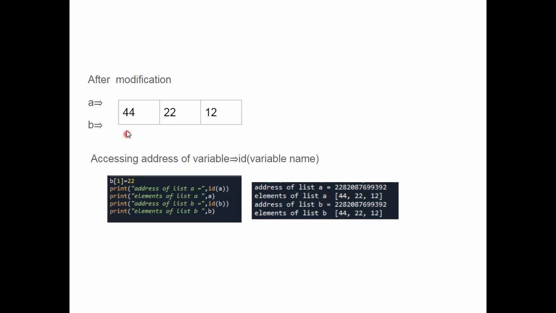How are we going to access the address of any variable, that is, your list? By using the id function. The way of using it is id and the variable name. What is going to be displayed is the address. So this is the address of the father, and the address of the mother will be the same. So both have the same address, and if we do b of 1 is equal to 22, this location is changed. If this is changed, the location of a is also going to be changed.